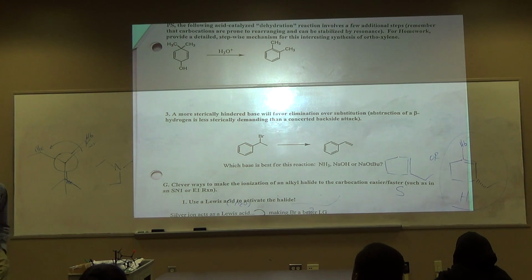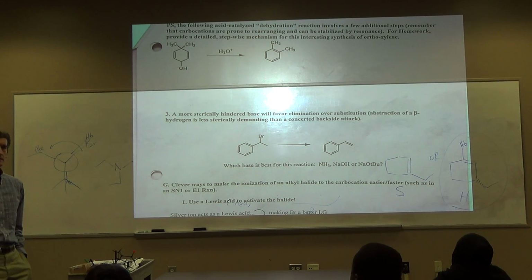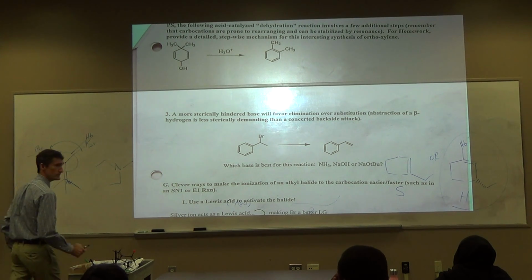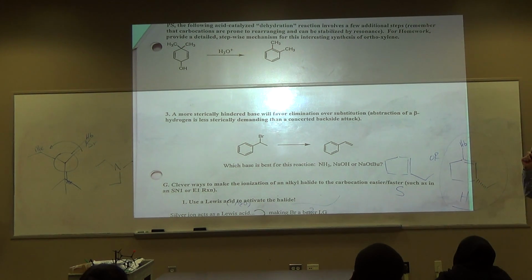What base would you use? You want to get a high yield so you can get a good grade or get a pay raise or something, or just get some intellectual satisfaction of accomplishing a good yield. Which base would you choose? Anybody? You would choose ammonia. Nobody? Who would choose sodium hydroxide? Why? Because it is a strong base. We're doing elimination, right? Okay, you mentioned strong base.